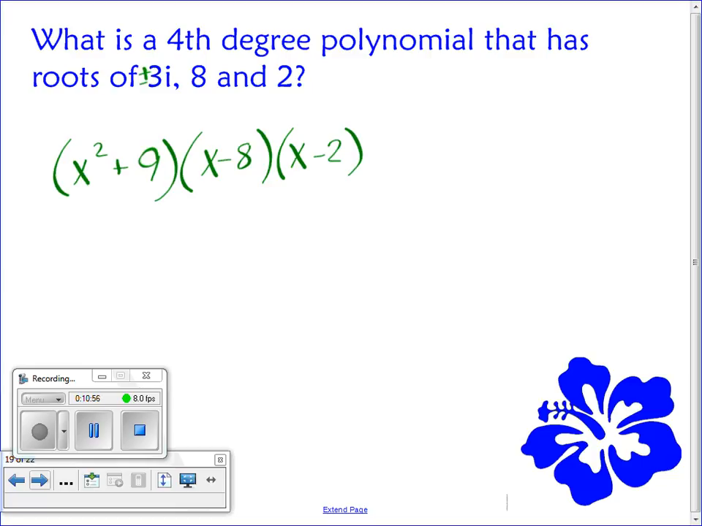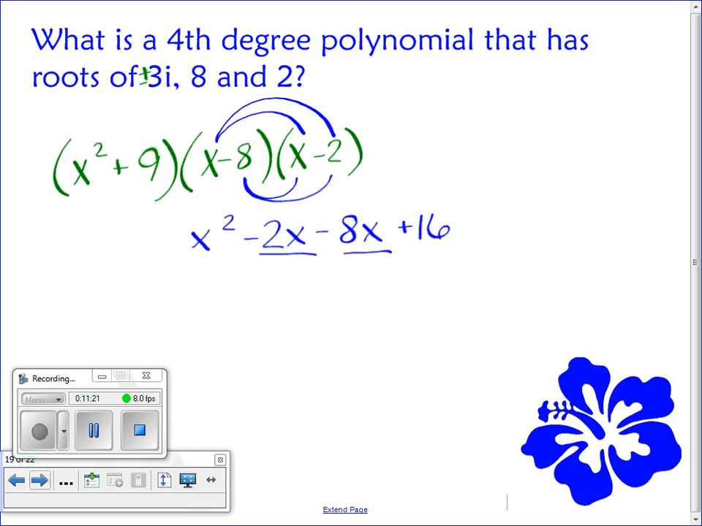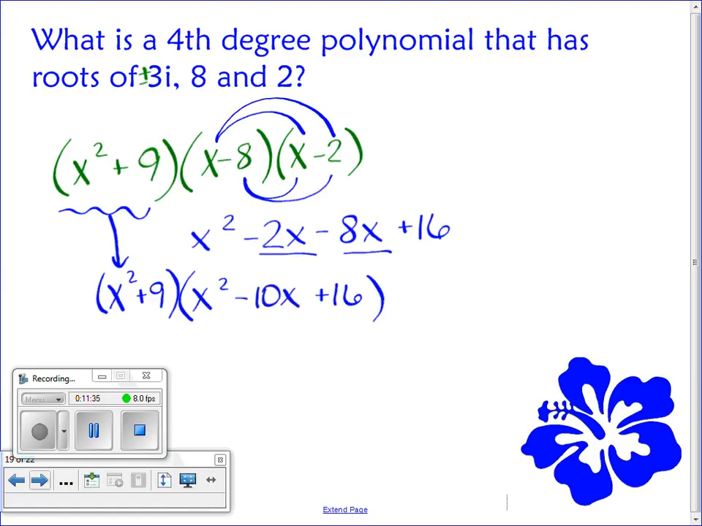So just like before, I usually start with the back two. You don't have to, but that's typically where I start. Starting with the back two, we get x squared minus 2x minus 8x plus 16. Collect your like terms. X squared minus 10x plus 16. Just like before, you're going to drop that down. And we're going to have to distribute that.